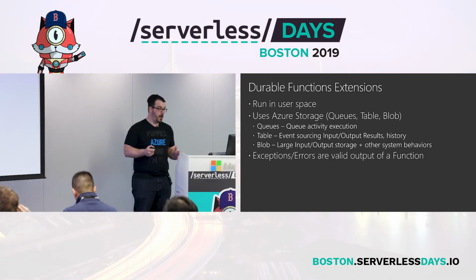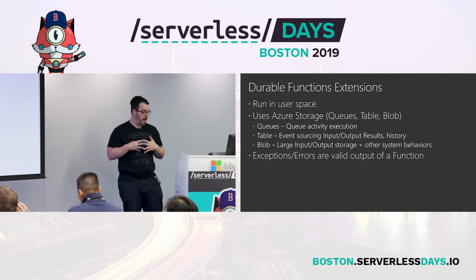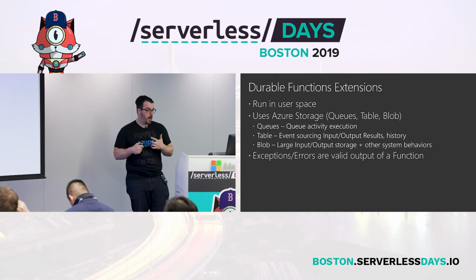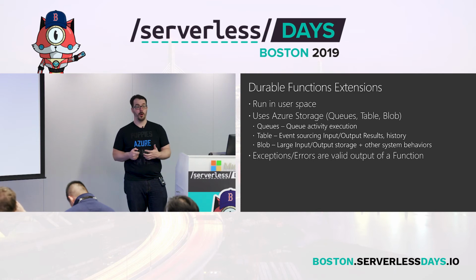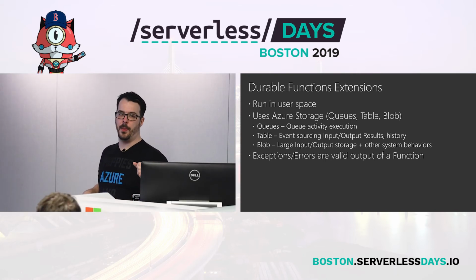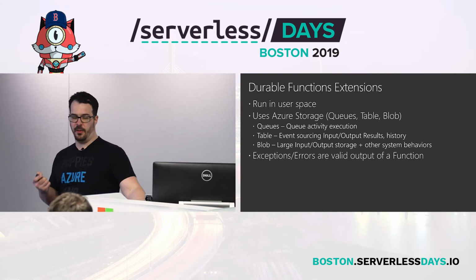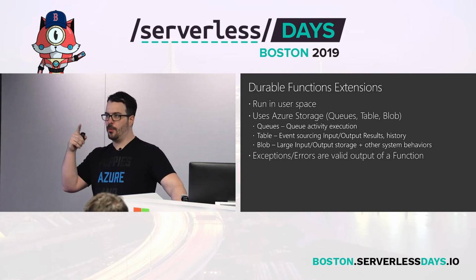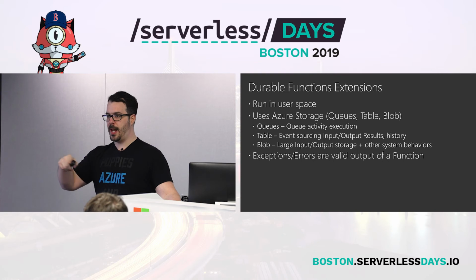It's not a product. And the three core key components for Durable Functions are queues for any activity queuing, tables for all input and output in the event sourcing history, and blob storage for everything that is too large. So if you're passing in a JSON as a parameter, or an object and the serialized content is too big for an Azure table, we're going to put it in a blob. And remember, exceptions and errors are valid output of a function. So you will have the stack trace and everything else. If you throw an exception, it will be your output for that specific activity.